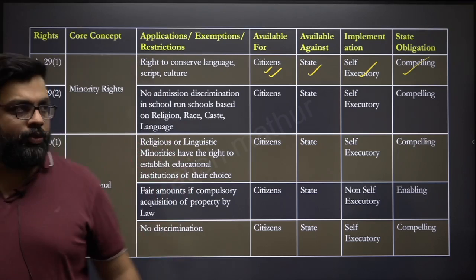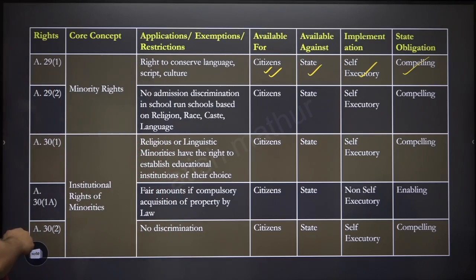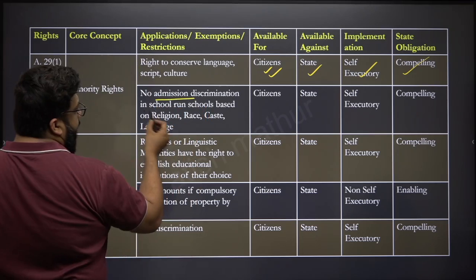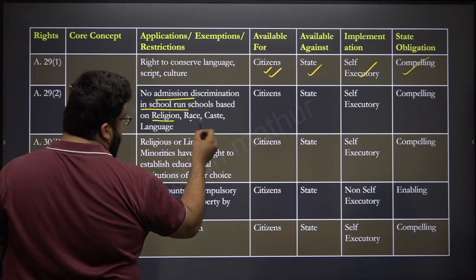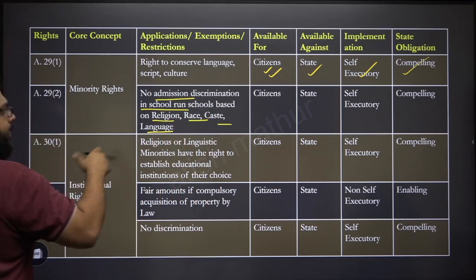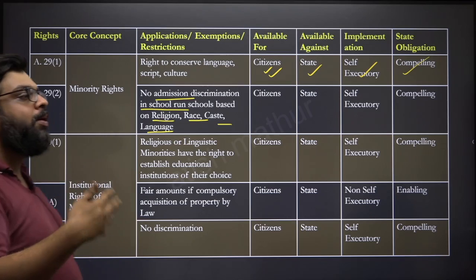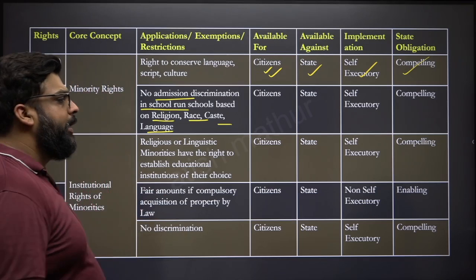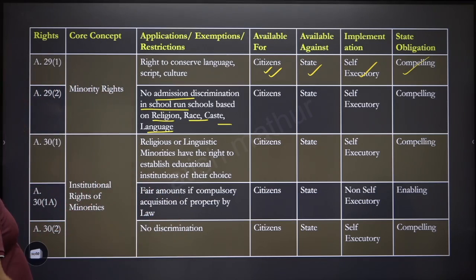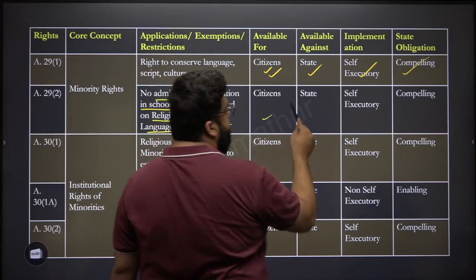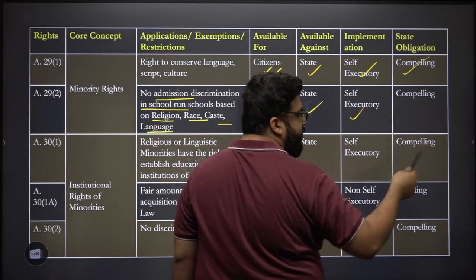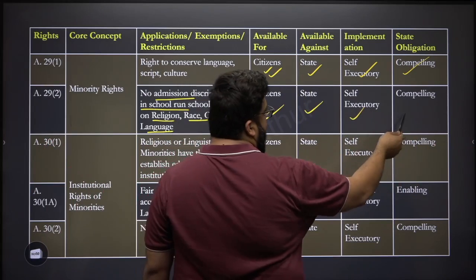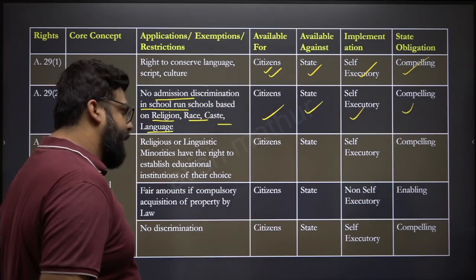Article 29 clause 2, which says that there cannot be any discrimination in schools based on religion, race, caste or language, and these are schools which are of course non-minority in nature. If they're minority in nature, then of course you can have a preference for minority students, and reservation policies won't apply. Again, available only for citizens against the state, self-executory, you don't need supporting laws for this, and it is of course compelling in nature.